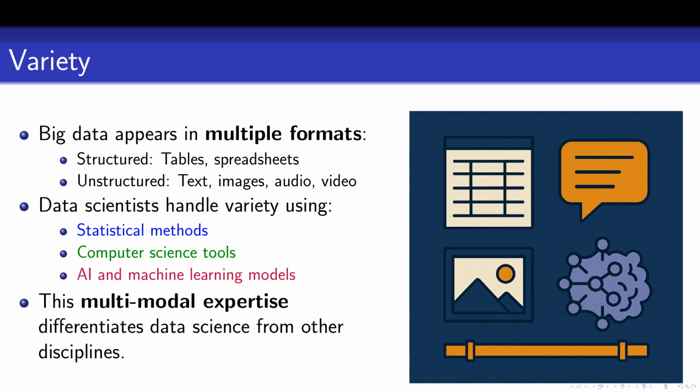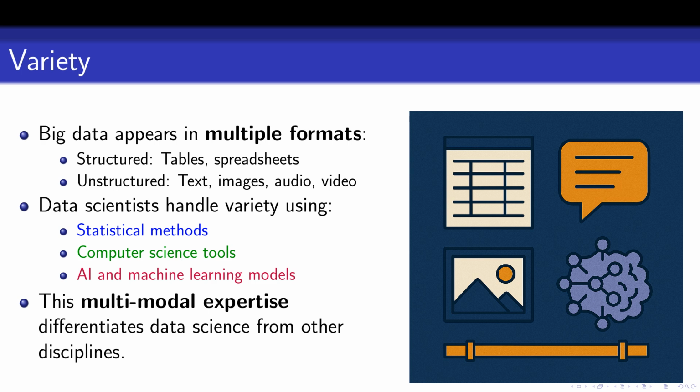The third and final V of big data is variety. In today's world, data comes in many formats, not just neat spreadsheets. Structured data refers to organized tables and databases, where everything fits nicely into rows and columns. But increasingly, we work with unstructured data, like text from social media posts, images, audio recordings, and even video. This introduces unique challenges and opportunities.